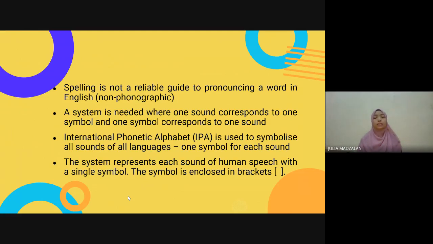Okay, maka a system is needed where one sound corresponds to one symbol and one symbol only corresponds to one sound. Maka wujudlah International Phonetic Alphabet or known as IPA, which is used to symbolize all sounds of all languages. At least it tries to symbolize the sounds of all languages lah. Then, the system represents each sound of human speech with a single symbol. So the symbol is enclosed in brackets. Whenever you see a symbol in brackets, you know that is an IPA symbol.